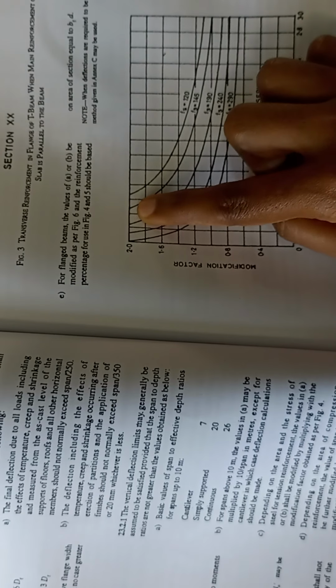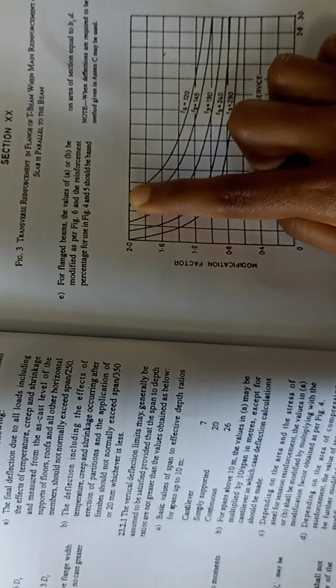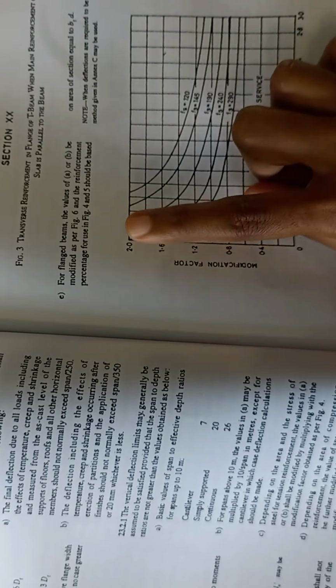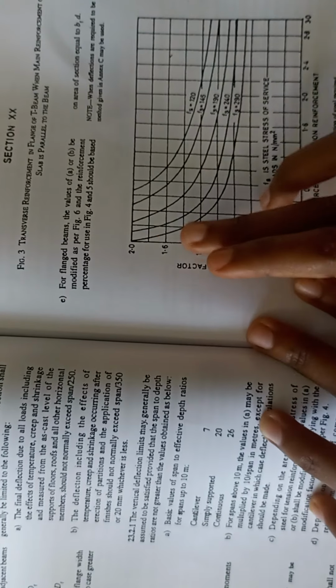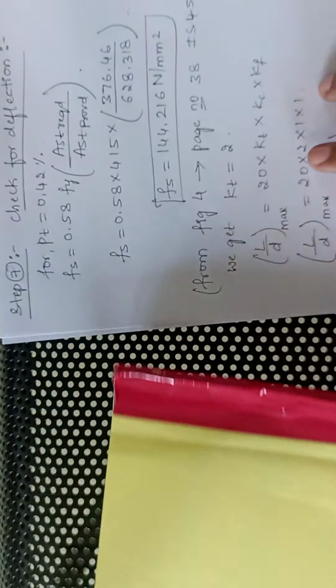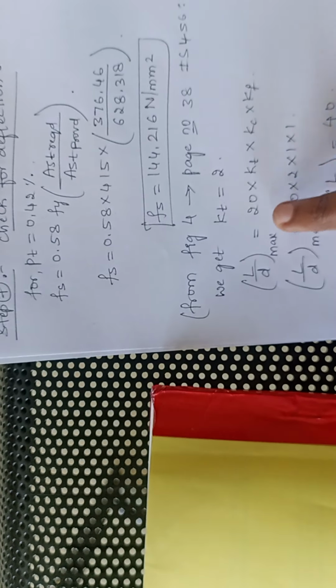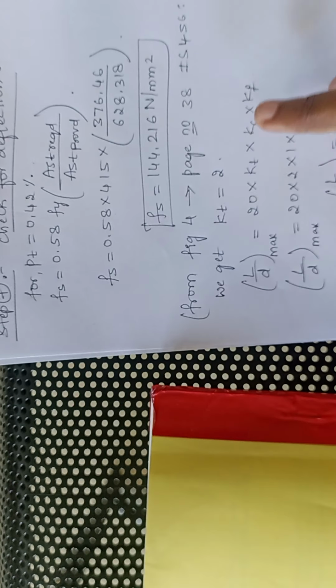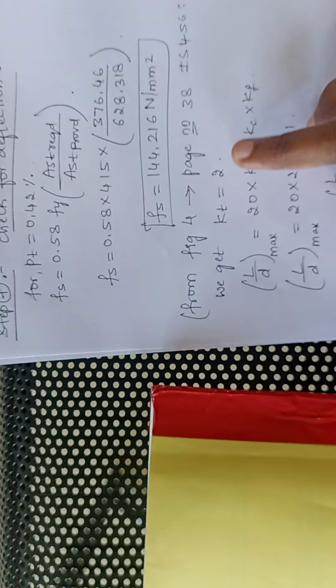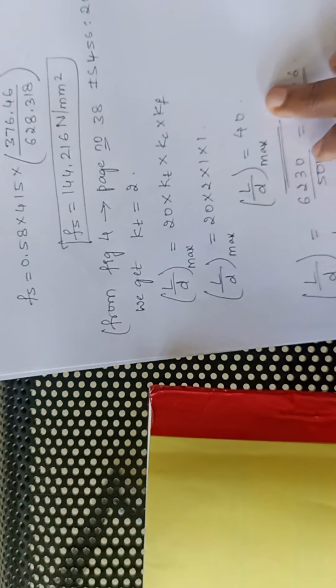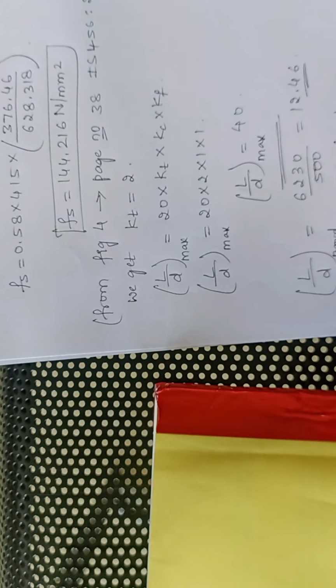Hence, the highest value of modification factor you need to take is here itself, where the chart ends. Hence, the highest value you can adopt is 2. Here, the value of KT you need to take as 2. So let us take KT as 2 and find the value of L by D max. L by D max is equal to 20 into KT into KC into KF, where the values of KC and KF, that is compression and fracture, will be considered as 1, and KT, which we just found from the chart on page number 38, is 2. On multiplying this, we get the maximum L by D as 40.